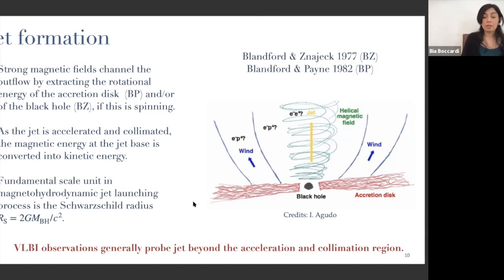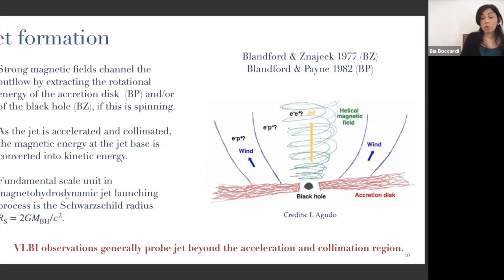And in the description of this process, the fundamental scale that describes the extent over which the acceleration and collimation occur is the Schwarzschild radius. So the extent of this acceleration and collimation region is expected to be dependent on the mass of the black hole. So this is the expression for the Schwarzschild radius. The larger the black hole mass, the larger will be the Schwarzschild radius.